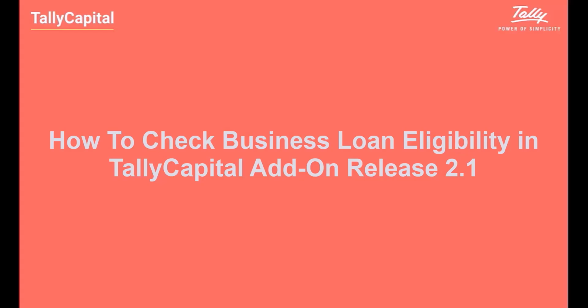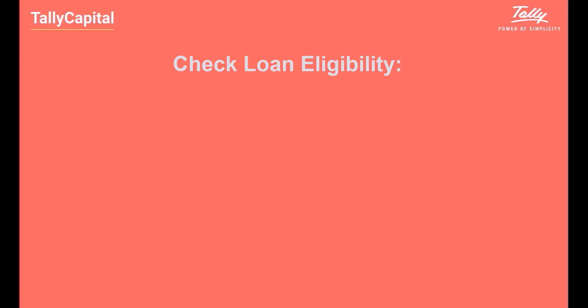In this video, you will learn how to check your business loan eligibility in Tally Capital Add-on Release 2.1. Tally Capital Add-on has introduced the Check Eligibility feature, where you can check the loan amount you are eligible for by following a few easy steps.